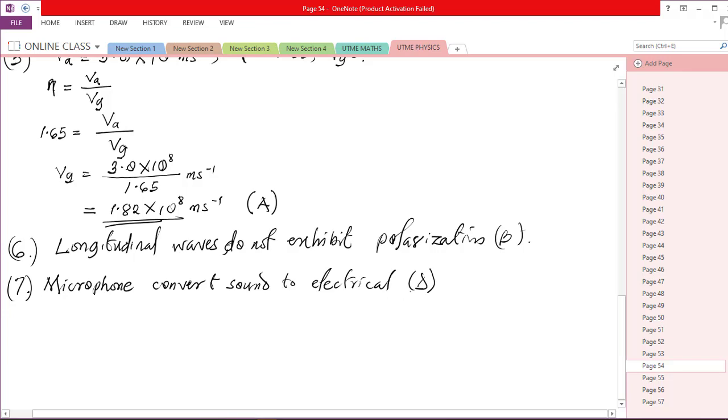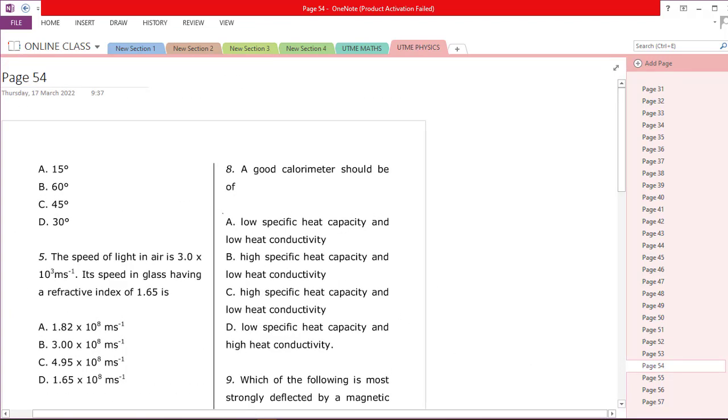But most of the time I see students saying the wrong thing. Now what is number 8? A good calorimeter should be of A, low specific heat capacity and low heat conductivity.